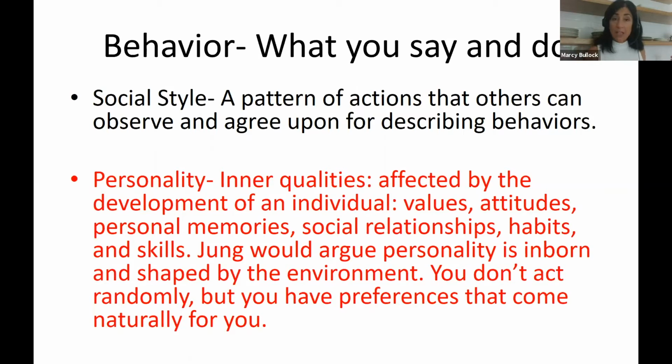And psychologist Carl Jung would argue personality is inborn and shaped by the environment. You don't act randomly, but you have preferences that come naturally for you. And you could probably see that if you have a sibling. You can realize your siblings are usually not just like you, even though you were raised in the same culture, the same family, you got exposed to a lot of the same education. You kind of came out of the chute with a certain personality.